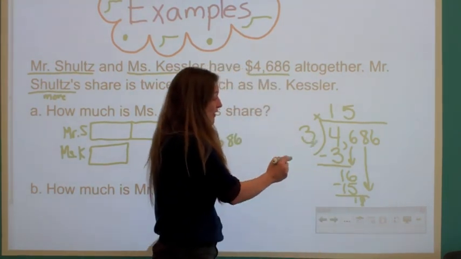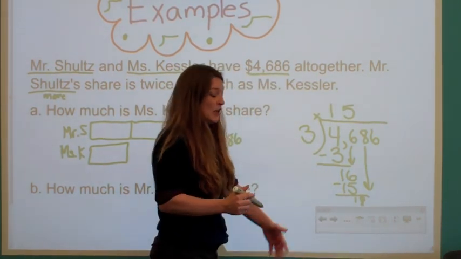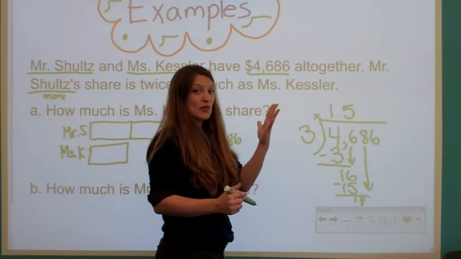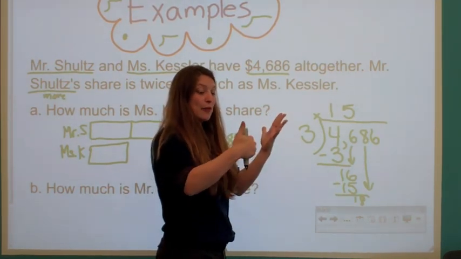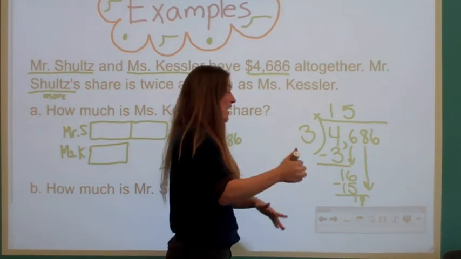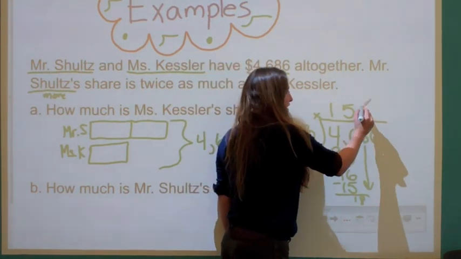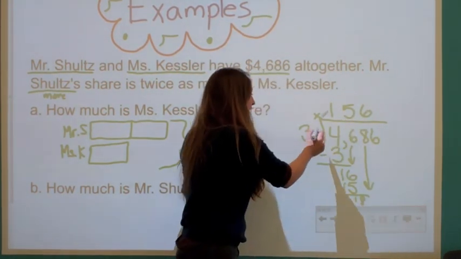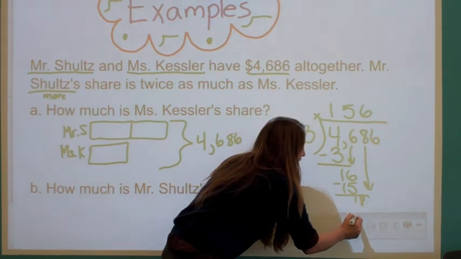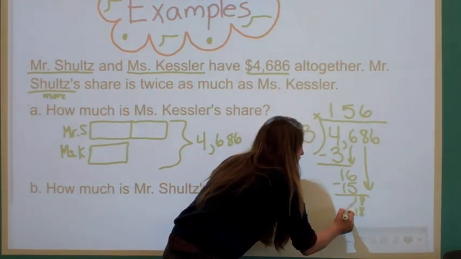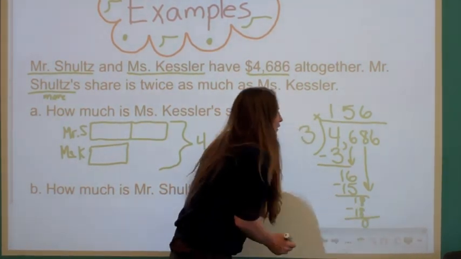And I say, how many times does 3 go into 18? Well, I know if 5 times 3 is 15, then I'm just going to add 3 more, and that's 18. So 3 goes into 18 6 times. 6 times 3 is 18. I subtract, and I get 0.